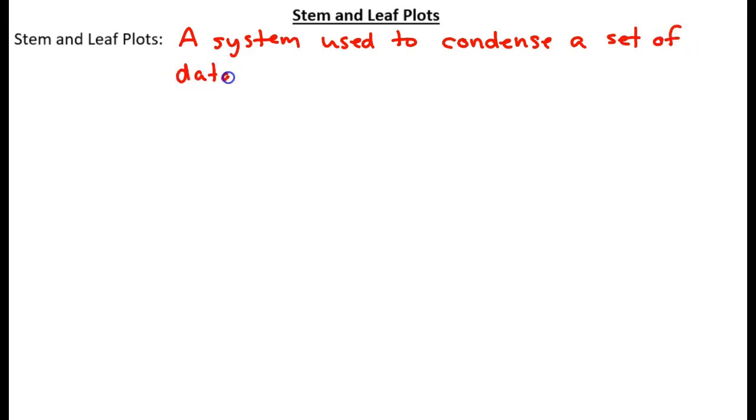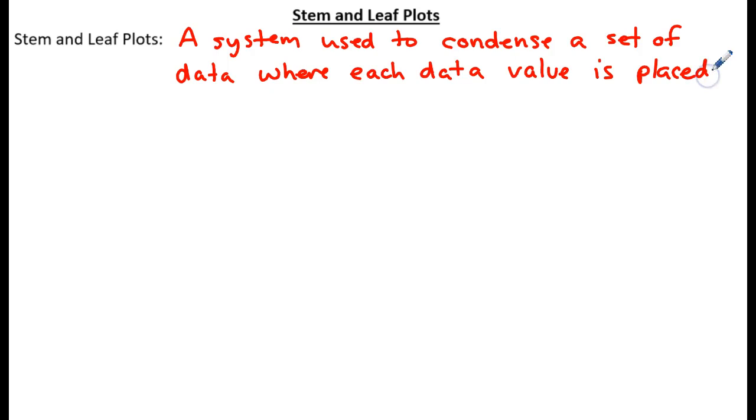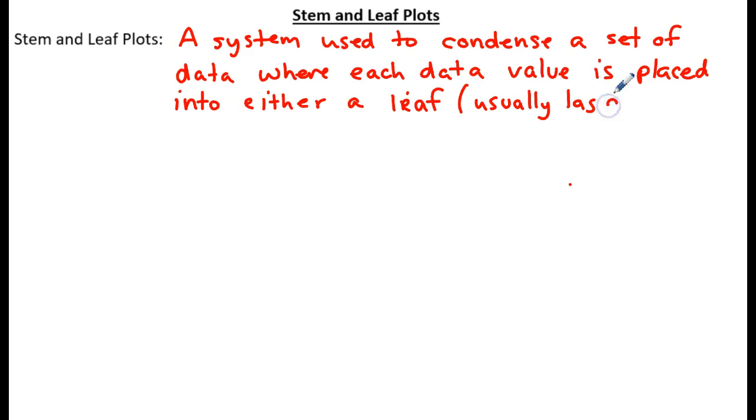But the definition that we're going to go with for stem and leaf plots is a system used to condense a set of data where each data value is placed into either a leaf, which is usually the last digit, or into a stem, which are the other digits.